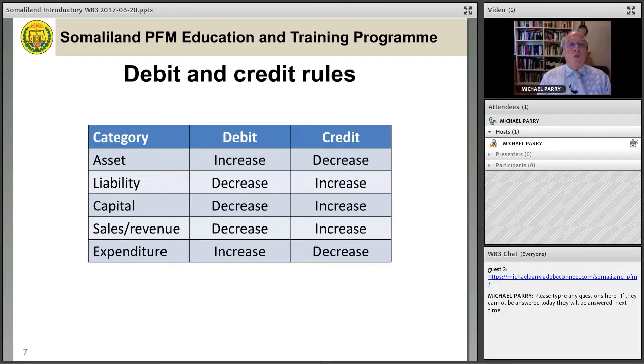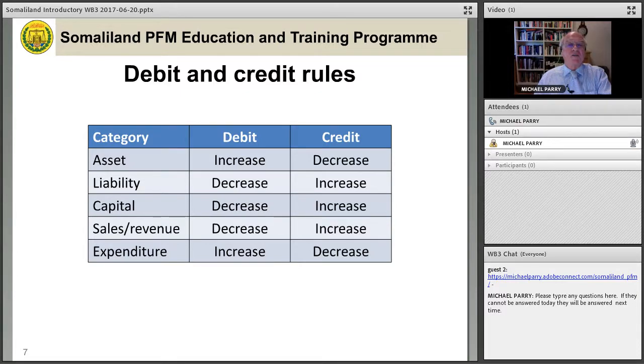And remember, in any one transaction, there must be a balancing debit and credit. They can be within the same category. For example, when you purchase the motor vehicle, one asset, the motor vehicle goes up, another asset, the bank account goes down. Or they can be in different items. For example, if you make a sale on credit, the asset of account receivable increases, which is a debit, and you have a sales revenue increase, which is a credit. So they will always balance.